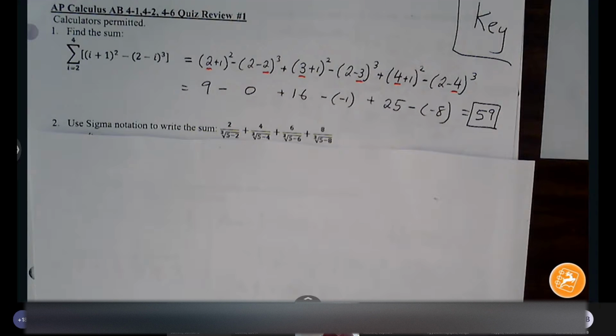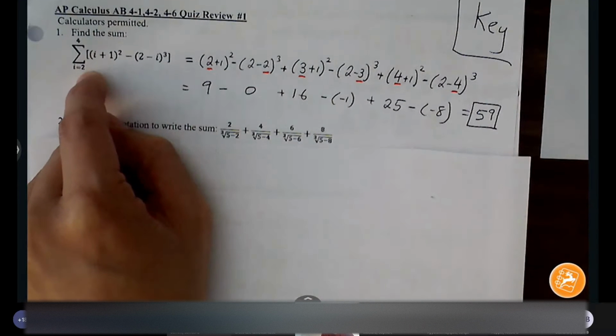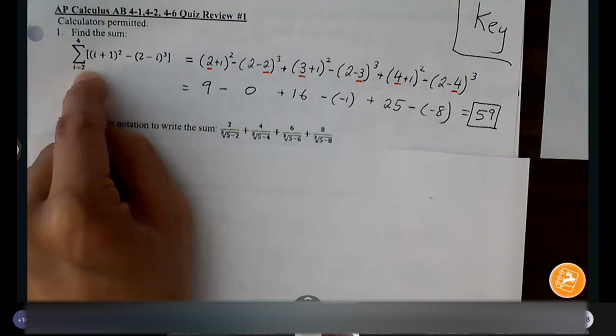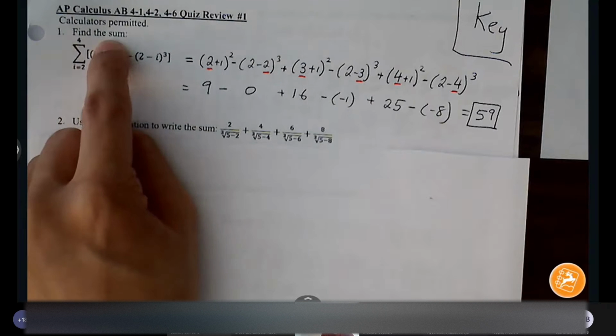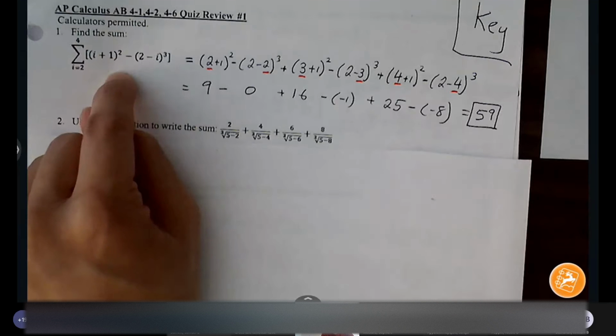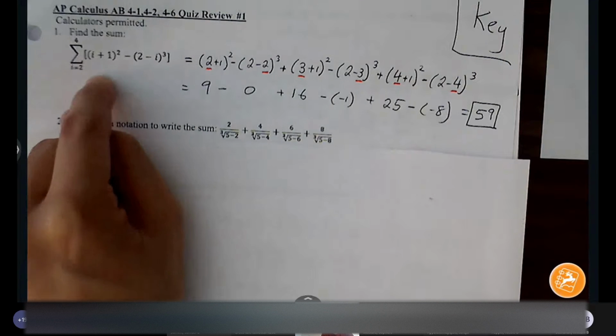All right, any questions with number 1? Mr. Yang? Yeah. For these sum problems, is there a way to do them any quicker? No, because we can do them quicker if it started at 1 and there are a bunch of terms. But for this one I give you on the quiz, it'll just be like 3 or 4 at most. So you'll just do it by hand.